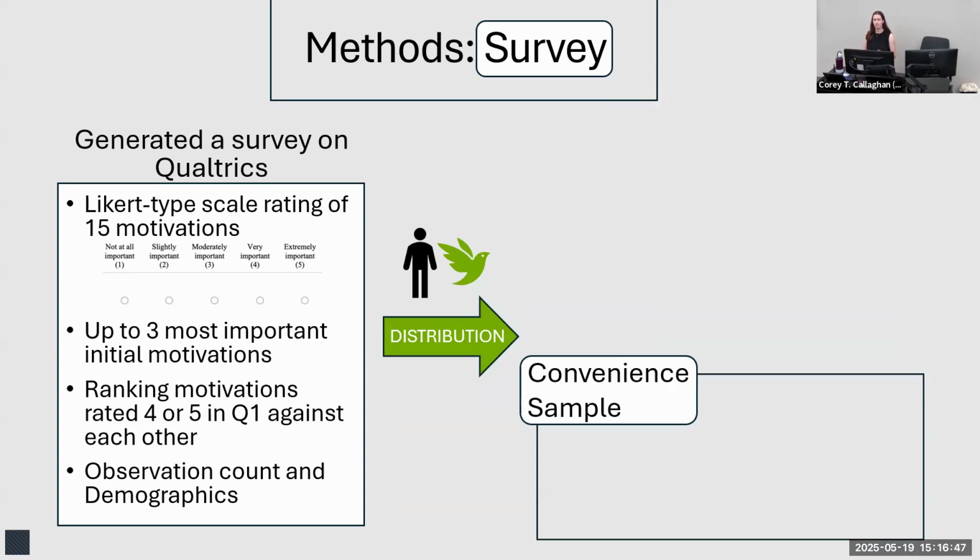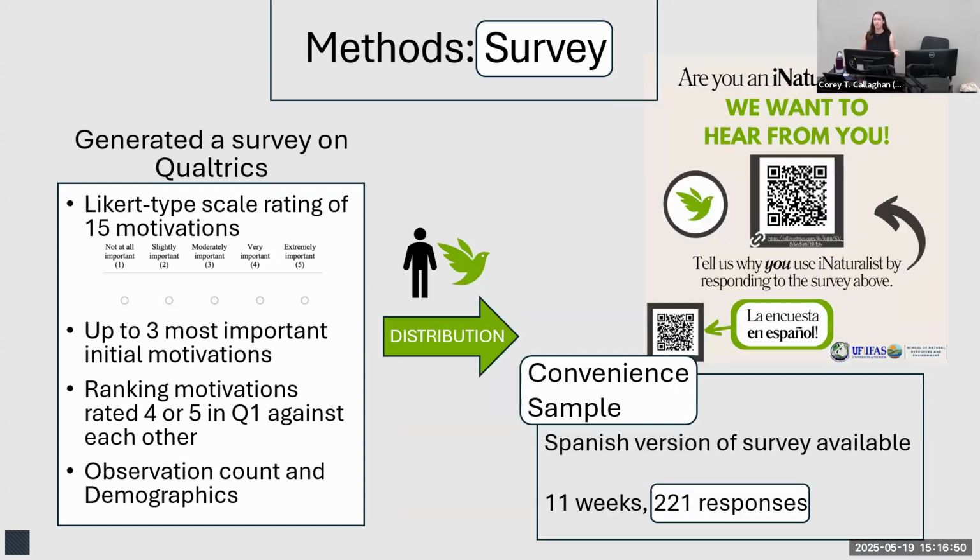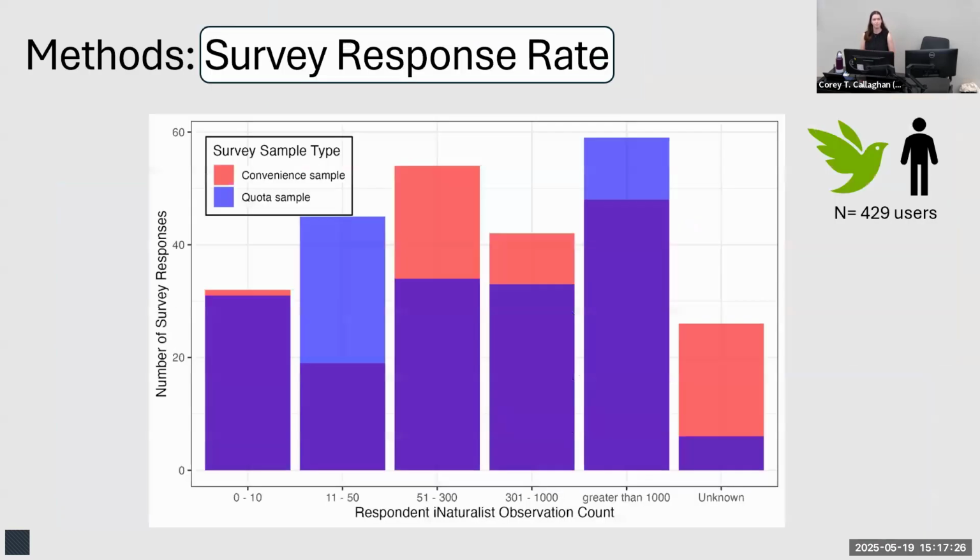Then we distributed by a convenience sample where we essentially opened up the survey to any iNaturalist users. This was the flyer we used, and we distributed it on Twitter, university listservs, and then just word of mouth and emails to colleagues. And we created a Spanish version of the survey. My friend Victoria translated it for me, and then we were able to have 2 versions to hopefully broaden who could actually answer the survey, because iNaturalist is available in many languages, including Spanish. This ran for 11 weeks, and we got 221 responses.